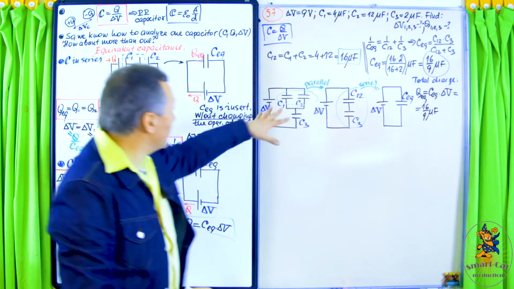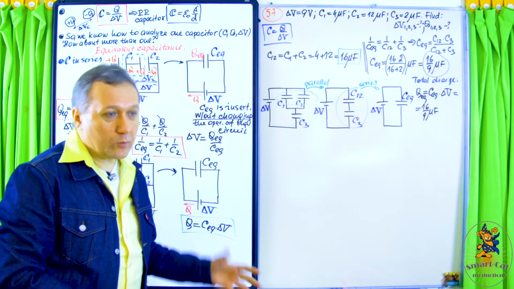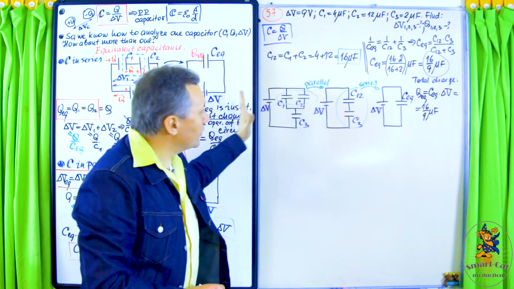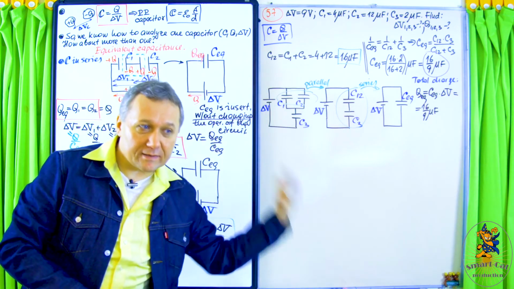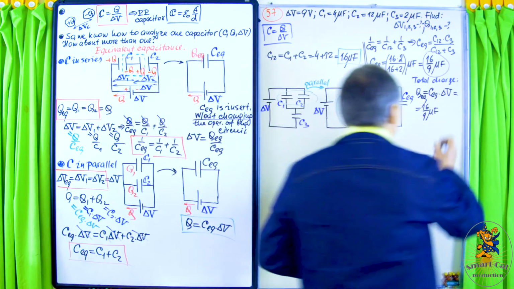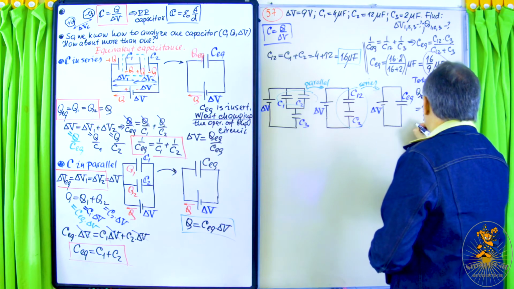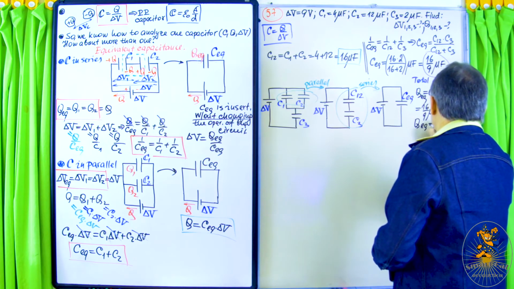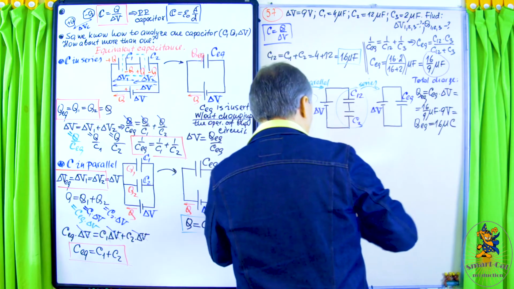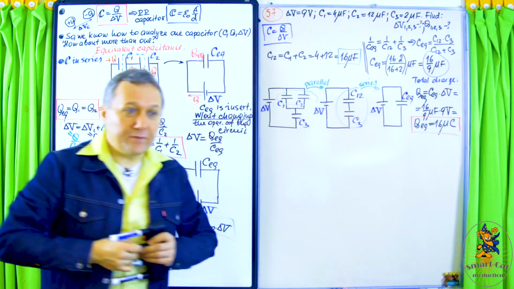And delta V is still the same, 9 volts, because one of the ideas behind this method is that when you make this replacement, the rest of the circuit, in this case the battery, works in exactly the same way. So all the way up to this point, delta V is still 9 volts. So times 9 volts, as a result, you will get that Q equivalent equals 16 microcoulombs. Let me frame it, because that's an important result.